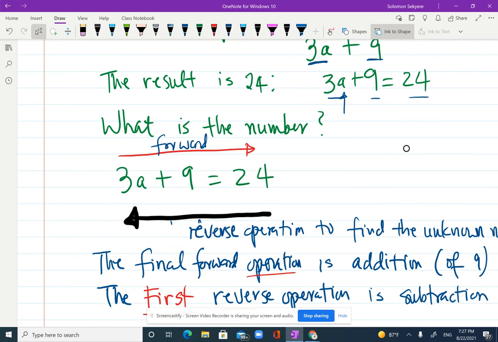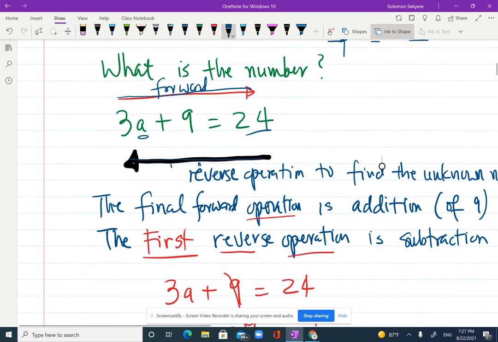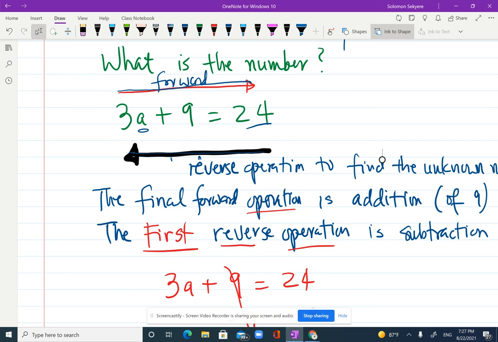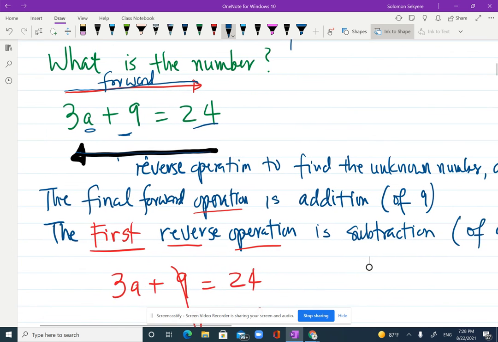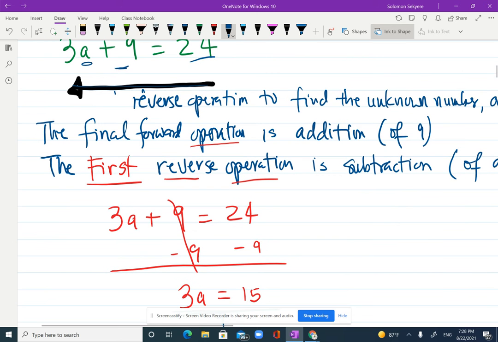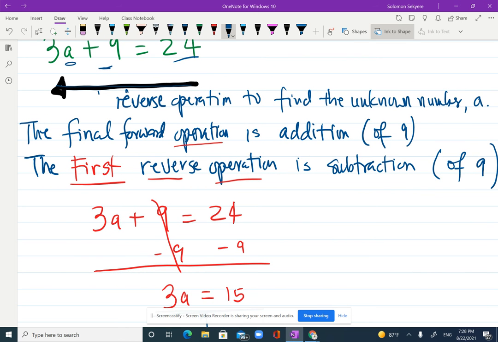To find that number, we have to go in reverse of the operations. This is what we did going forward to get to 24. To find the number, we reverse the operations. We start by reversing the last thing that was done. The last thing that was done was addition of 9. We reverse addition by subtracting.